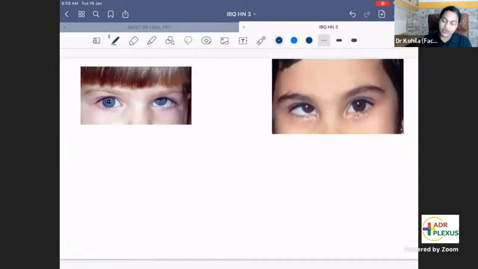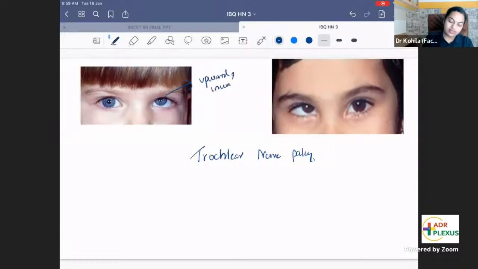Now, can you identify what is the nerve injured here? This is the trochlear nerve palsy. What is the position of the eyeball? It is turned upward and inward. The patient is not able to turn his eyeball downward and laterally.